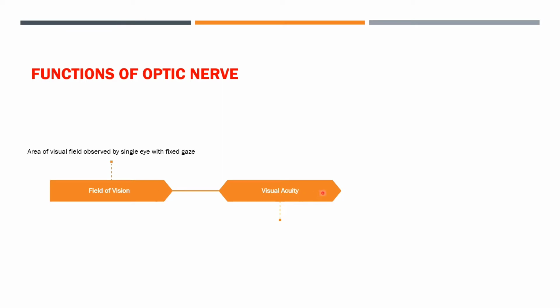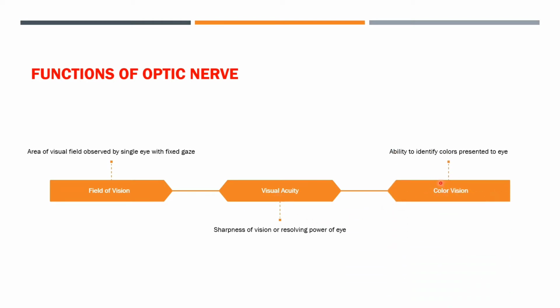Then the second portion is visual acuity. Acuity means sharpness. So it is the sharpness of the vision or resolving power of the eye. How sharp an eye can see is known as visual acuity. And the last is color vision. The name itself suggests it is the ability of the eye to see different types of colors. So the ability to identify colors presented to the eye is known as color vision.